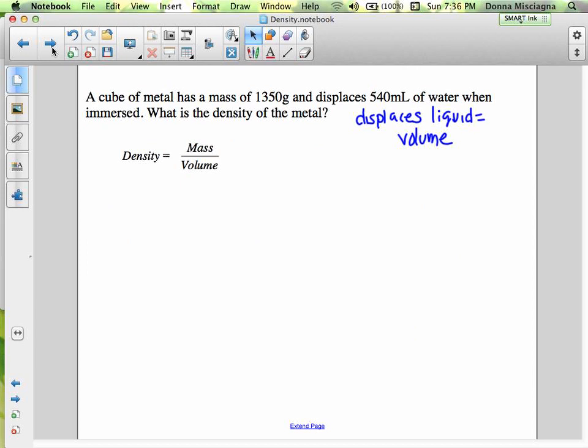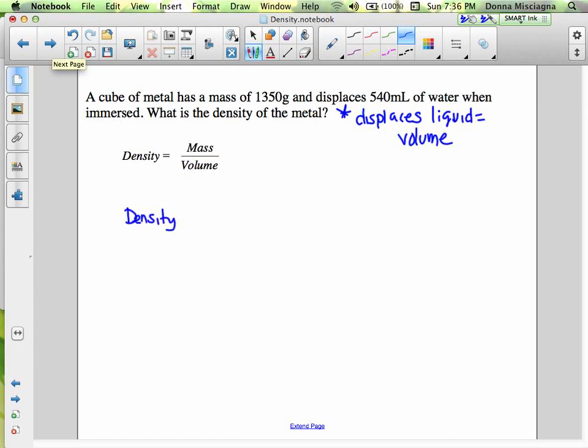But another way we can find volume is by taking our object, putting it in water, and having that water be in something with measurements on it, a graduated cylinder, for example, and seeing how much liquid it displaces. So whenever you see displacing of liquid, that's volume. All right, so you can put that in your notes. And let's calculate out the density here, and we will reduce this.